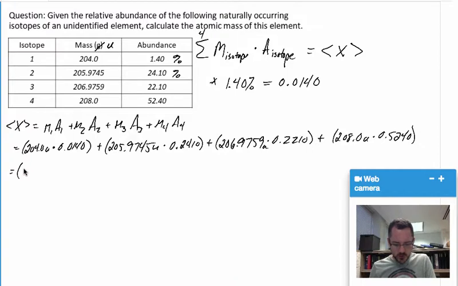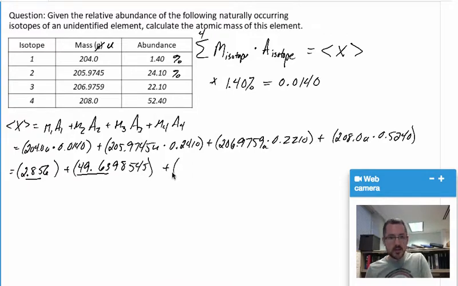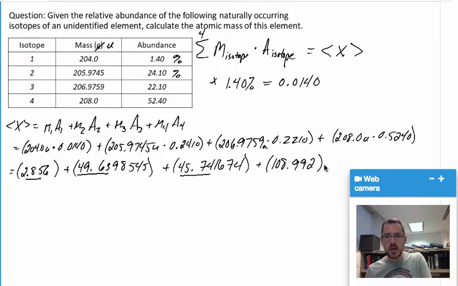So of the 4 values, the first parentheses comes up to be 2.856 to 3 significant figures. Our next set of parentheses comes out to be 49.639855 to 4 significant figures. Plus the next one is going to be 45.741674, and that is going to be to 4 significant figures. Plus our final value of 108.992, and that is going to be to 4 significant figures. And they all have the units of U's. So the units didn't go away. They're all still the unit of the atomic mass unit.